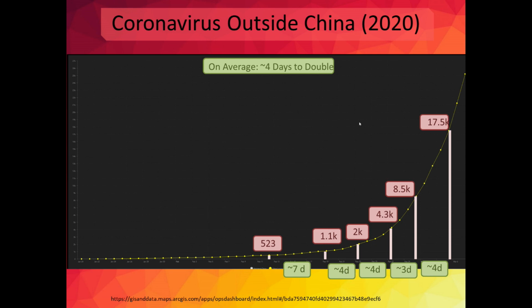So I would say it's about 4 days to double, which is an extremely fast growth rate compared to other diseases. It does appear to be spreading very, very quickly. And we'll take a look at the world map to see where all it is.